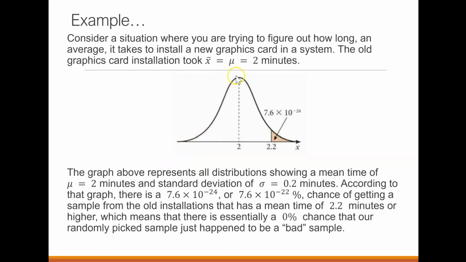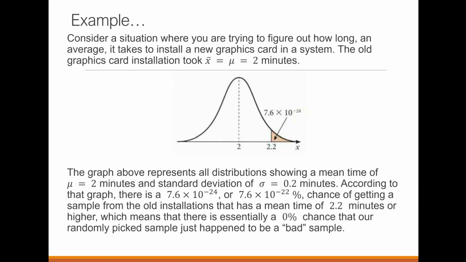So here's our distribution curve of installation times. Since this is a symmetric distribution, the mean would be right here at the center. And then let's say one standard deviation is here at 2.2. So the probability of getting a sample of 2.2 or higher is this area underneath the curve. And that area under the curve is this number here, 7.6 times 10 to the negative 24. So the probability of getting a sample from the old installations with that mean would have been this number times 100 to turn it into a percent.